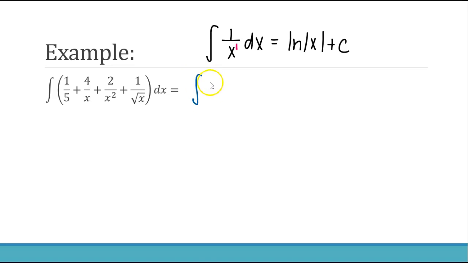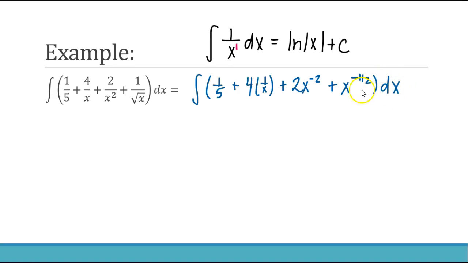So I have the integral of 1/5, which is just a constant. And then here I do have 4 over x, so I'm going to write this as 4 times 1 over x. This one will again turn into the natural log of the absolute value of x. This third piece we can rewrite as 2x to the negative 2, and the last piece we can write as x to the negative 1/2. These two pieces are going to use the power rule for integrals, and this first piece is just a constant, so we're just going to put the variable x behind it.